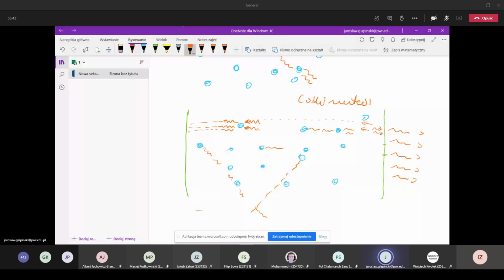Collimated. So we know that laser light is monochromatic, coherent, and collimated.